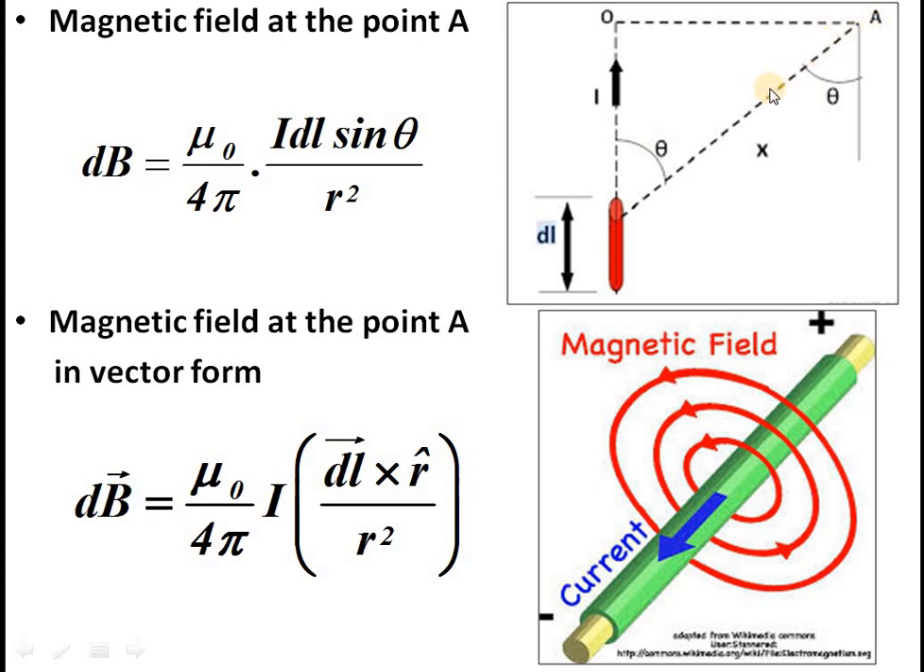So what about the direction of current? Sorry, the direction of magnetic field. The direction of magnetic field will be, in fact, into the plane of the paper or screen. You can say the magnetic field at the point A will be into the plane of the screen. It will be pointing downwards, you can say.